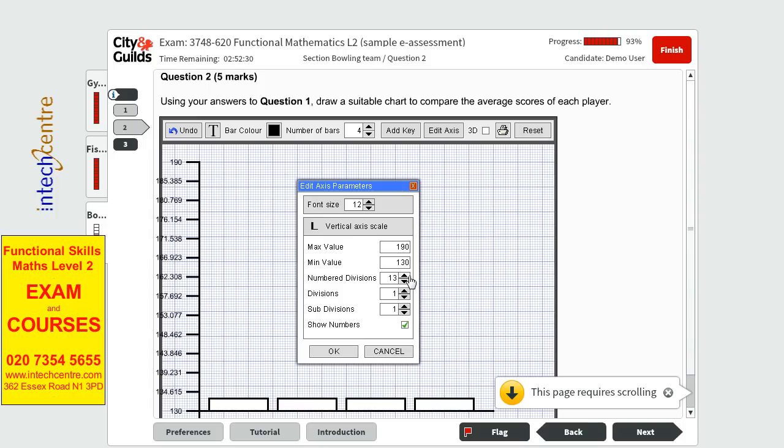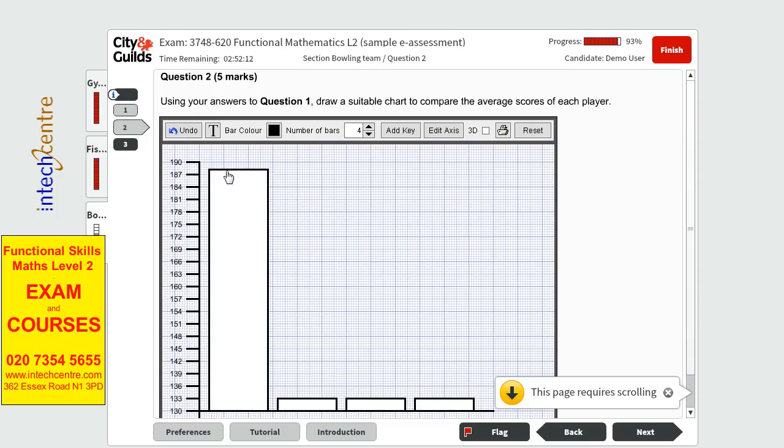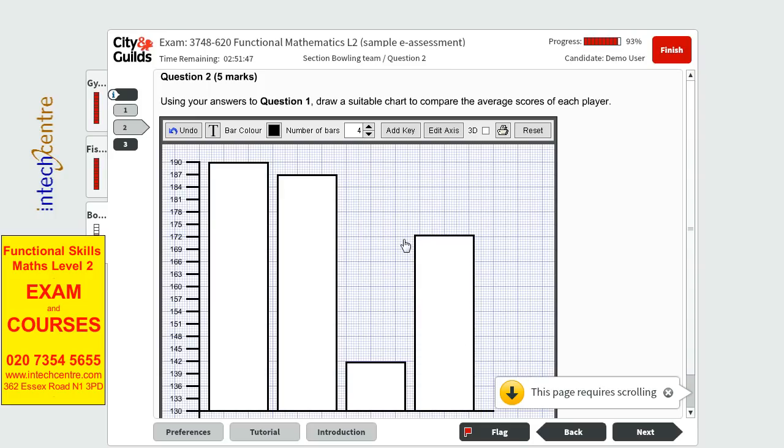Let's try breaking it down even further. This looks good. Let's try some more. Oh, this is even better. So it's showing us clearly where the answers would go. Now the first person we have is Jack, which is 190. He seems to be the highest. The second one is Jody with 187. The third one is Alan with 142. And the fourth one is Karen with 175.